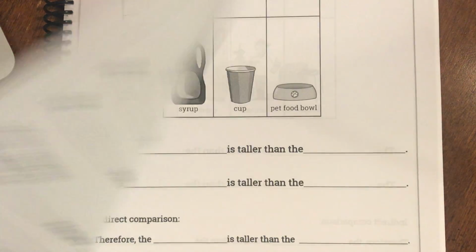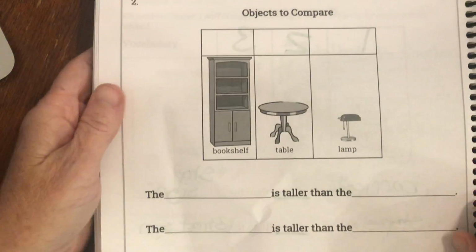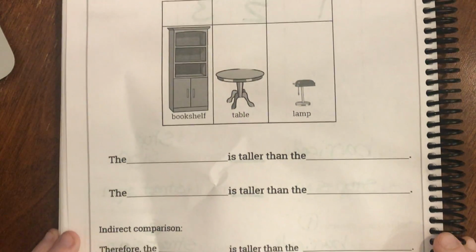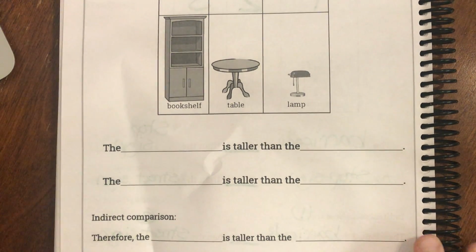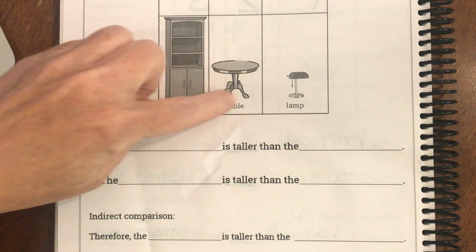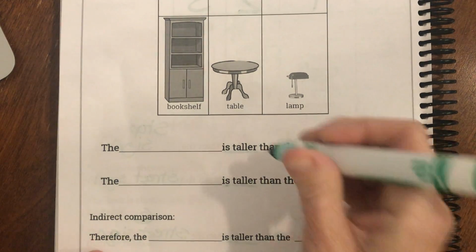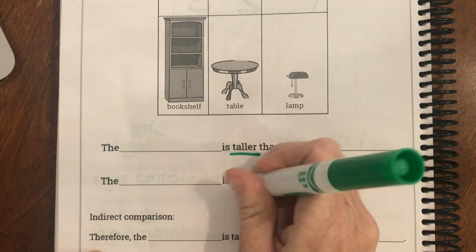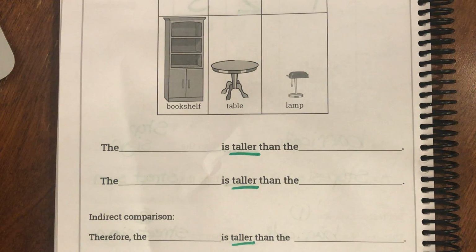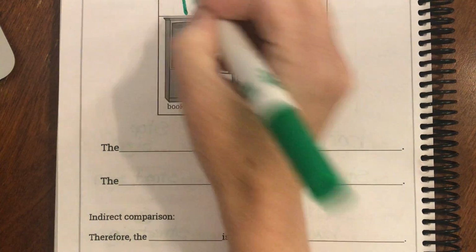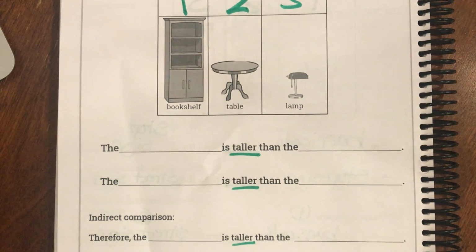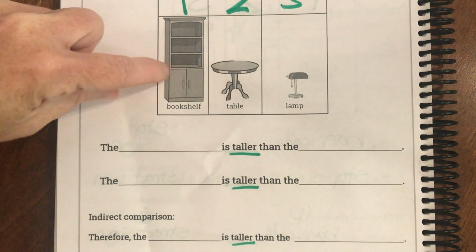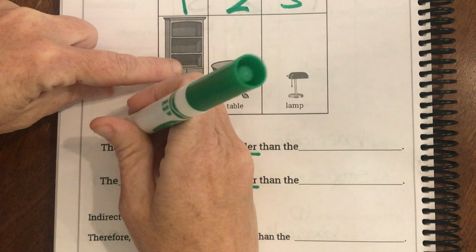Okay, let's try another one, boys and girls. Oh, sorry, I almost dropped my book. Okay, so this time, let's look at our objects. Our objects are a bookshelf, a table, and a lamp. And my problems say taller, taller, and taller. So I'm going to start with my tallest, and then my second tallest, and my third tallest. Okay, so ready? I'm going to start with my tallest.